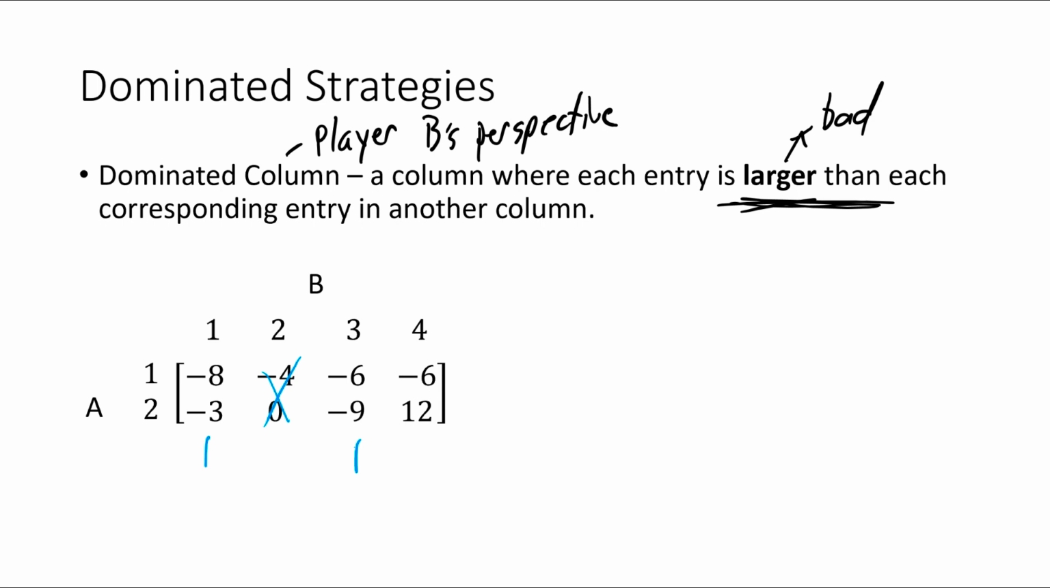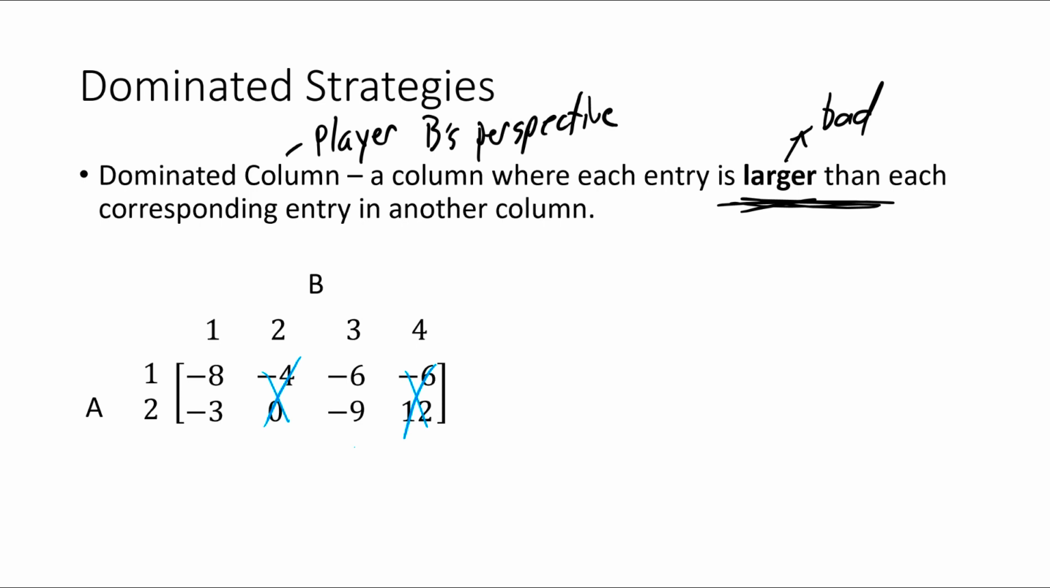Let's look at column 1 versus column 4. Winning $8 is better than winning $6. Winning $3 is better than losing $12. Remember, positive 12, that's losing $12 for player B. So column 1 also dominates column 4. Again, because the values are smaller. -8, smaller than -6. -3, smaller than 12. So column 1 dominates columns 2 and 4. Now, we're still going to keep comparing things because even though columns 2 and 4 are dominated by column 1, they could also be dominated by other columns as well.